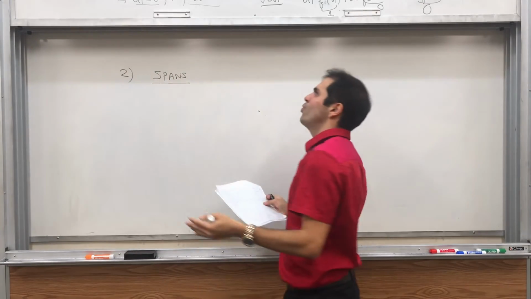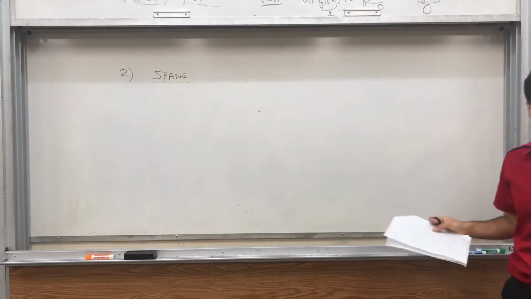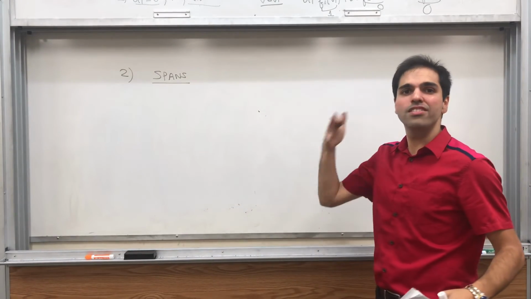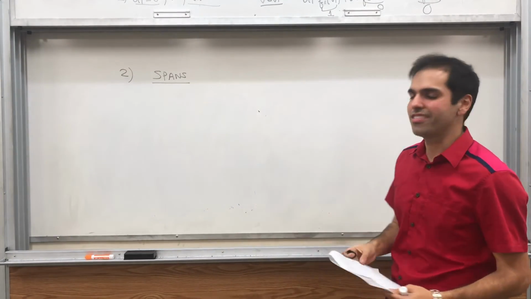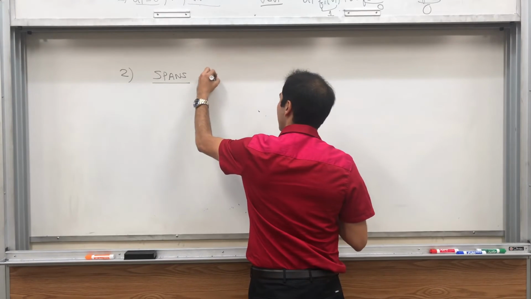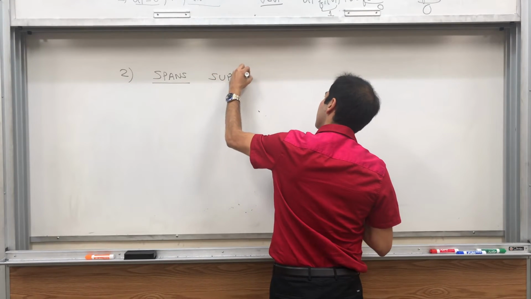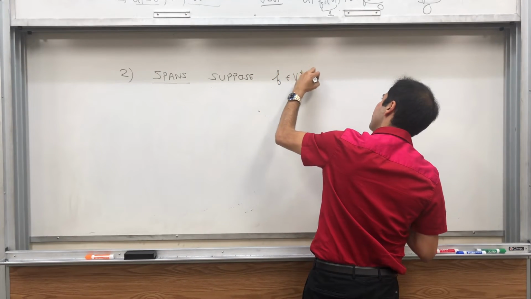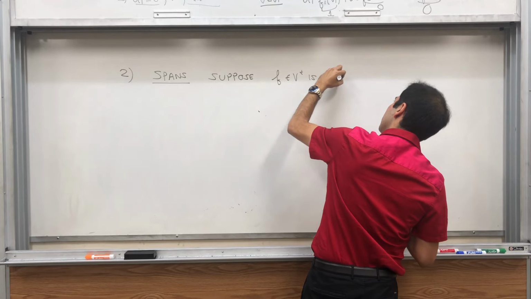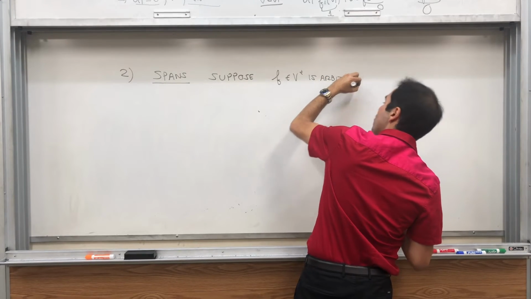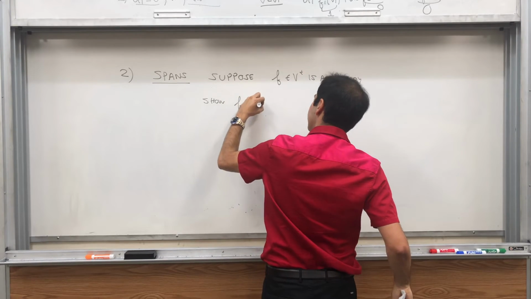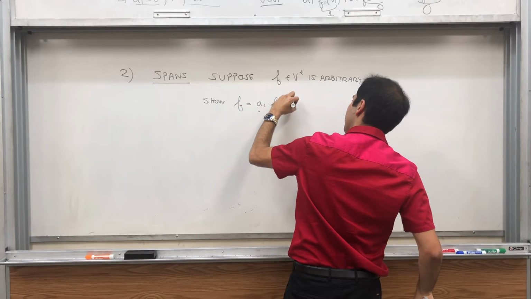Because you may wonder, why do we even care about linear functionals? It turns out it's very easy to express linear functionals. So suppose f in V star is arbitrary, and we want to show that f is some linear combination of the basis vectors.